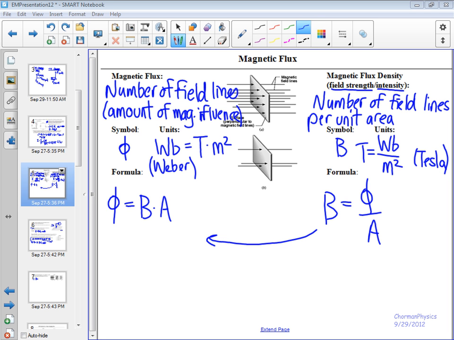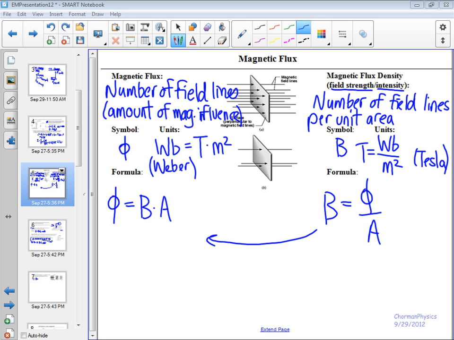Now, we're not actually counting field lines, okay? It's just a way of thinking of this. But to think of the amount of magnetic influence due to a magnetic field, you can imagine that this concept, magnetic flux, is just the number of field lines present. So the symbol is phi, the Greek letter. The units are Weber, which is the same as saying Tesla times meter squared. I'm going to explain that one in a second here.